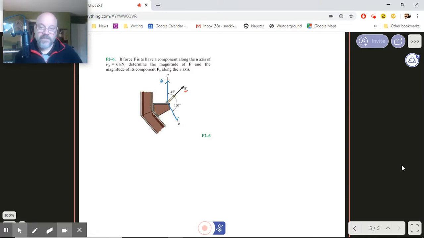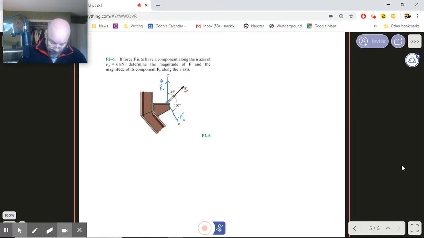We set it up very similar to the others. Let's put some labels on here. The one that's going straight up, we're going to call that F sub U. And the one that's going down at an angle, we're going to call that F sub V. So those are our two vectors. And so F sub U plus F sub V is equal to the vector F.